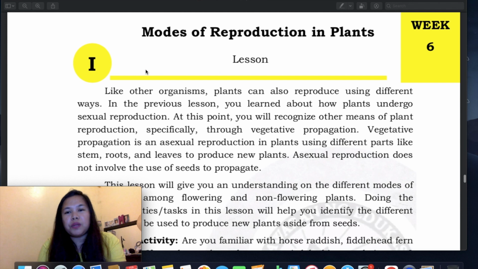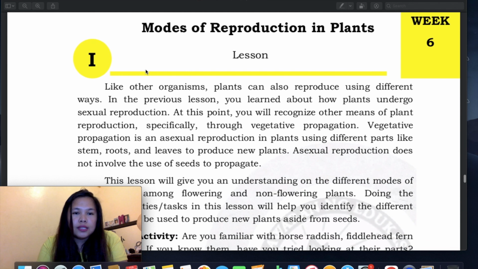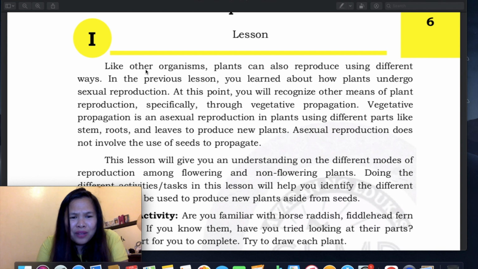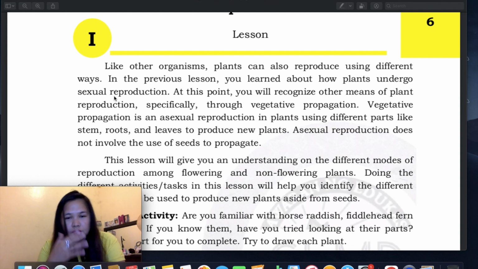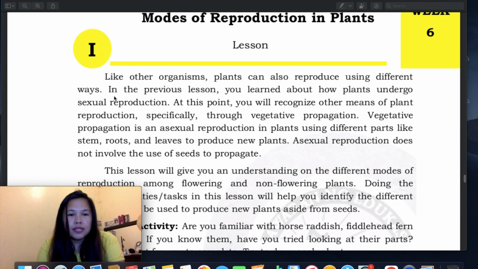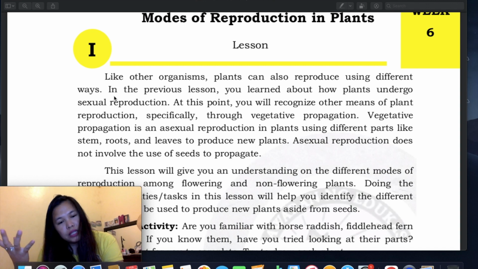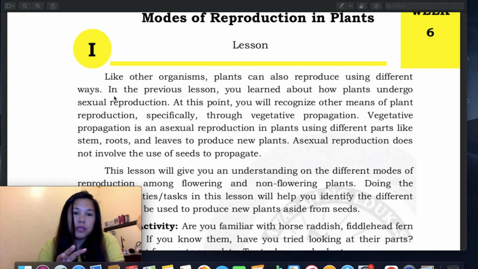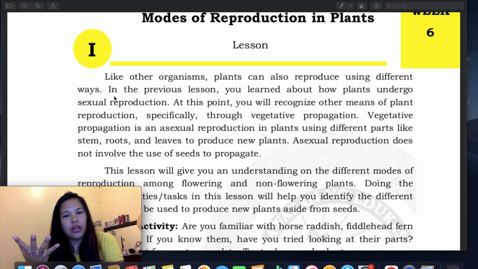So, modes of reproduction in plants. Like other organisms, plants can also reproduce using different ways. So, in the previous lesson, you learned about how plants undergo sexual reproduction, diba, in plants, sexual reproduction, yung sa incomplete fertilization and complete. So, ito na tayo din sa plants natin.